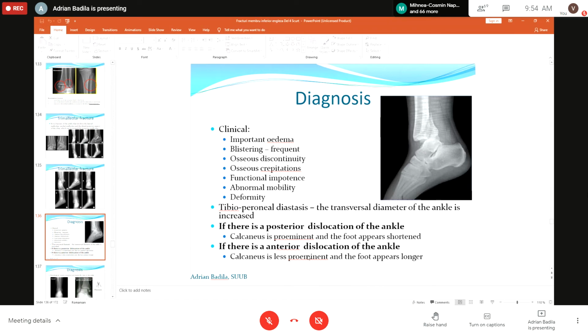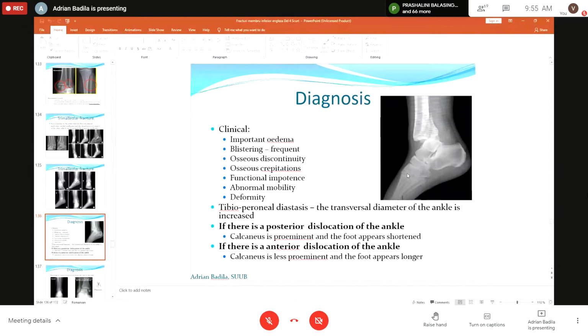At the clinical examination, we will see the same things, but we also have some specific findings. If you have a tibio-peroneal diastasis, and I will explain later what that means, the transversal diameter of the ankle will be increased. If we have a posterior dislocation of the ankle, that means that the talus will go posteriorly. This is why it is a posterior dislocation. The calcaneal region will be prominent, while the foot will appear to be shortened.